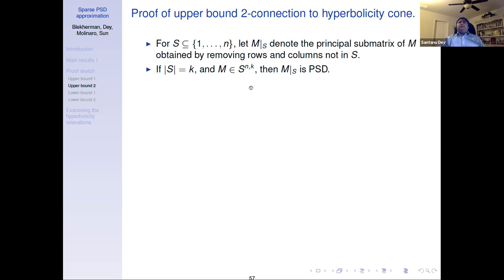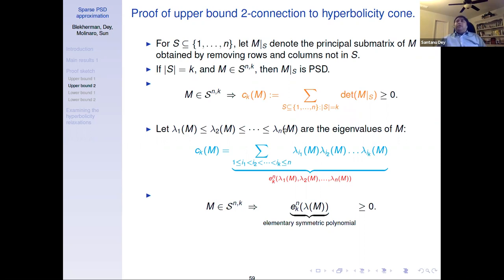All right, so what can we do? Examine this quantity that I call c_k(M). This quantity is the sum of all the determinants of these k by k principal submatrices. In other words, all the k by k minors of this matrix M, I add them up. Now I know that each of them individually is non-negative because it's PSD, so this determinant is non-negative. When I add non-negative quantities, what I get is something that's non-negative. Very good. It turns out this quantity, the sum of all k by k minors, can also be written in a different way. And what is that?